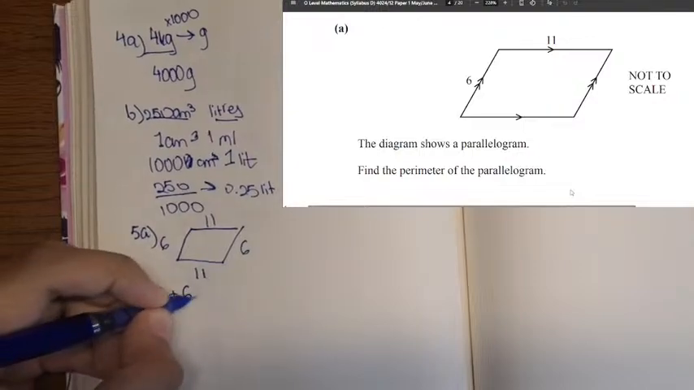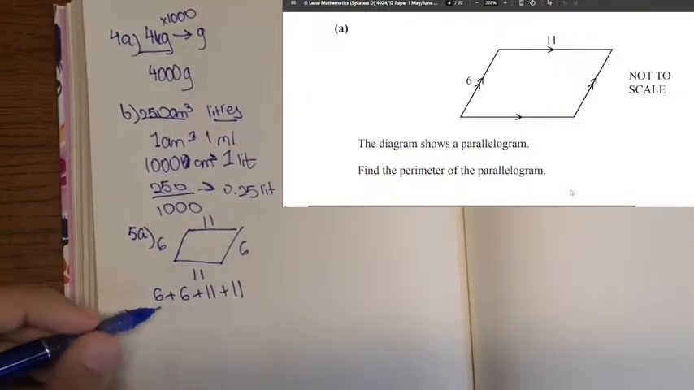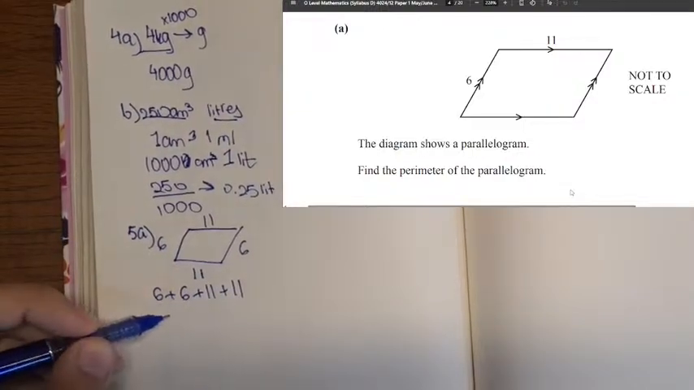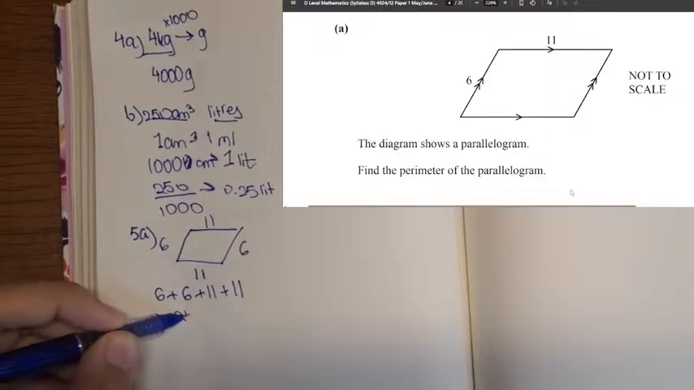6 plus 6 plus 11 plus 11. So that is equal to 12 plus 22, and that would be 34, I believe. Let me just check.